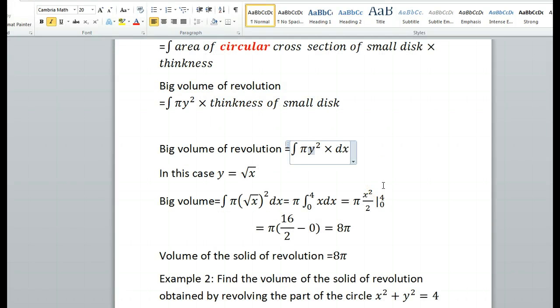All right, so now in our case the curve y is actually square root x, so all you need to do is to go up here and plug in for y. So we have pi, and then y is square root x, squared, dx, which is pi. Square root x squared will be just what? x. So it's x dx.